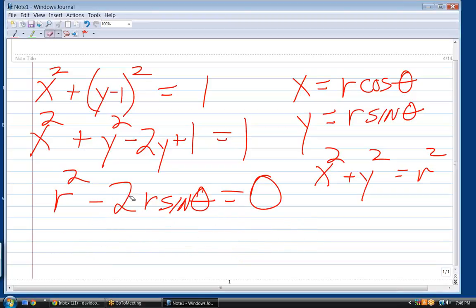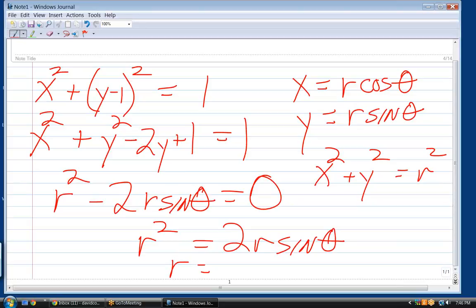Let's not factor out an r. Let's move this to the other side, where we have r squared equals 2r sine theta. And then remember the step where we multiplied both sides by r? Well, now we're going to divide both sides by r. That's the equation of a circle in polar. Much more straightforward than this up here.